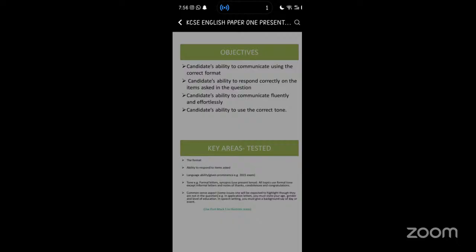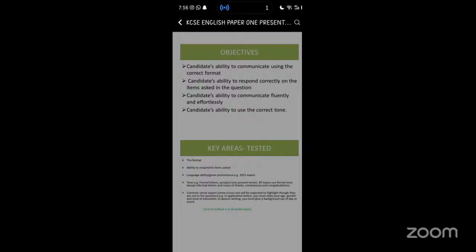And finally, we have the candidate's ability to use the correct tone. I think we said that earlier. When you communicate using different functional writings, we use different tones. For example, if you're writing an apology letter, the tone that you use is very different from the one that you use when you're writing an informal letter to your friend, checking on how they are doing and inviting them to a birthday party. Just like when you go to a burial ceremony and when you go to a wedding, the words you use, the mood, everything, the tone. I hope you get what I mean.